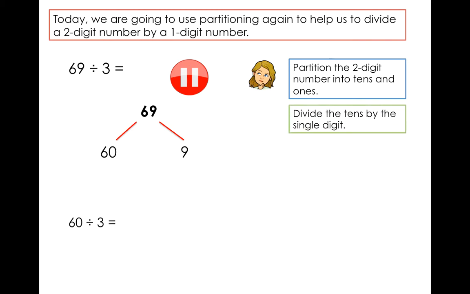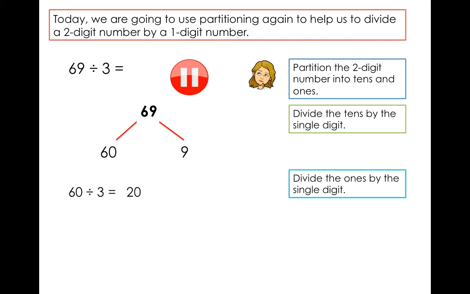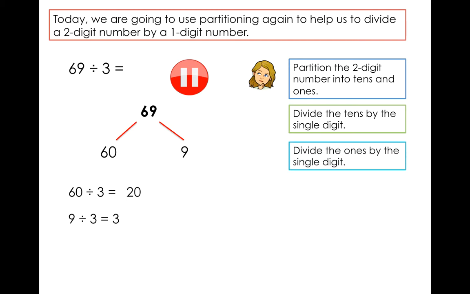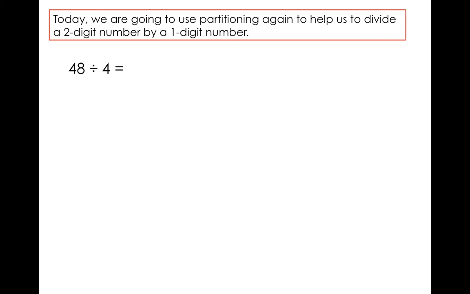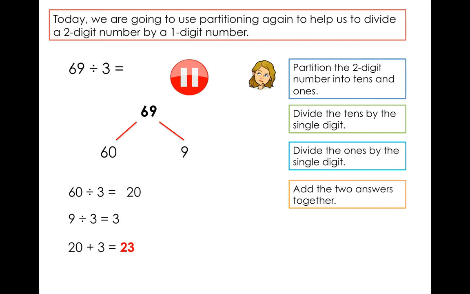How did you do? So you should have done 60 divided by 3 and got the answer 20 using the fact that 6 divided by 3 is 2. So you know your answer needs to be 10 times bigger. Then you should have done 9 divided by 3, which gives you 3. And then we add them together, 20 add 3 is 23. So 69 divided by 3 is 23. Okay, so there's 23 lots of 3 in 69.